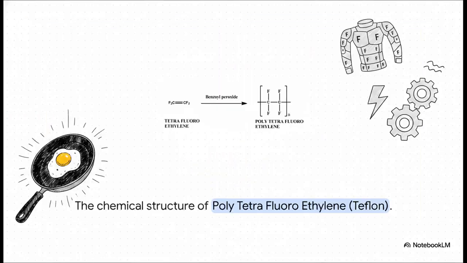Take a famously tough thermoplastic you probably have sitting in your kitchen right now, Teflon. If you look at its structure, it has these highly electronegative fluorine atoms surrounding the carbon backbone, like a microscopic suit of armor.